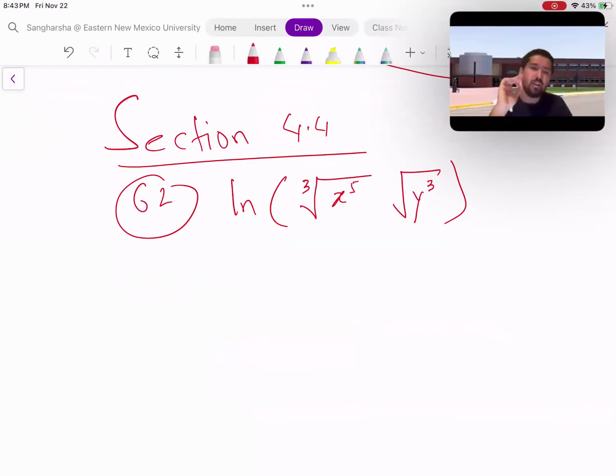Let me double check. I think you should have the log properties on your exam. Let me double check.